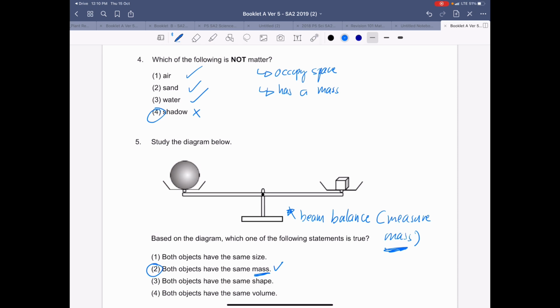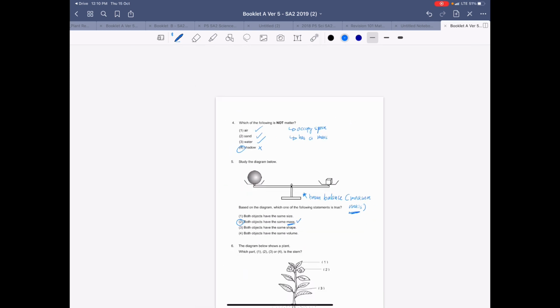Okay. So far this paper is looking to be very simple. Yeah. And the back is not.